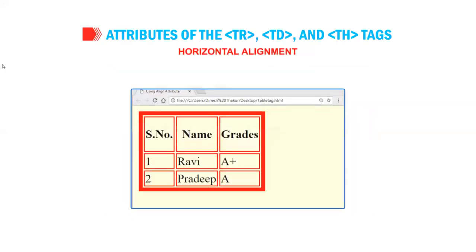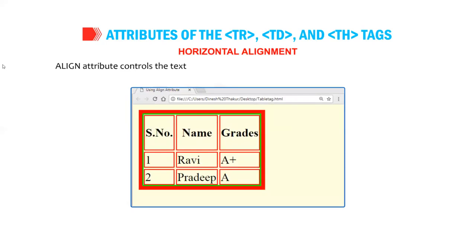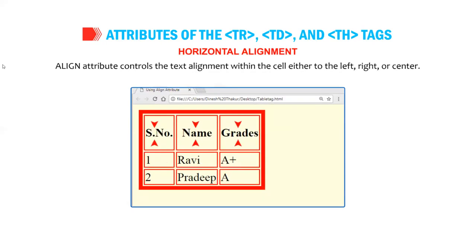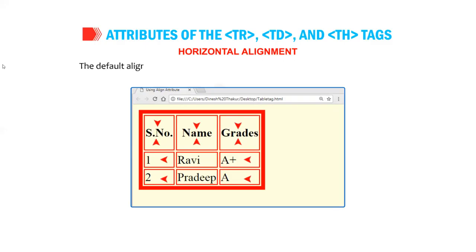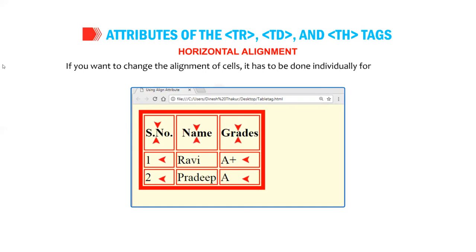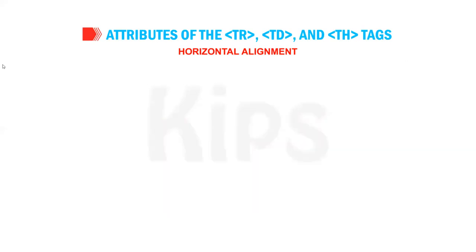Horizontal alignment. The align attribute controls the text alignment within the cell, either to the left, right, or center. The default alignment of the content of table cells is left and vertically centered. If we want to change the alignment of cells, it has to be done individually for each cell.